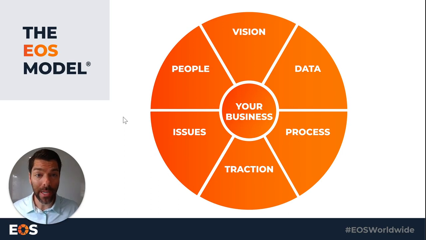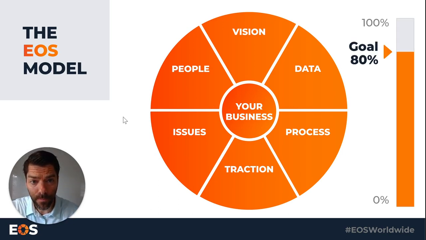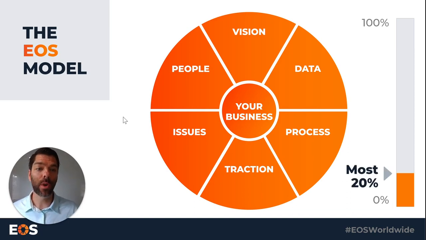And so the journey to implementing EOS is this journey to strengthening these 6 key components of your business. The goal is to get you to 80% strong in each of the 6 key components to help you run a better business. Truth be told, most organizations are down around 20% strong when they truly reflect and are open and honest about where they are in terms of the strength in and around these 6 key components. And so the journey is designed to get you to that 80% strong, run a better business, live a better life, live your EOS life.